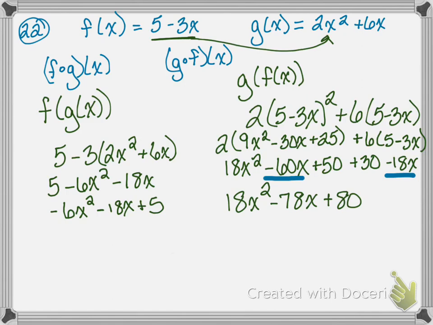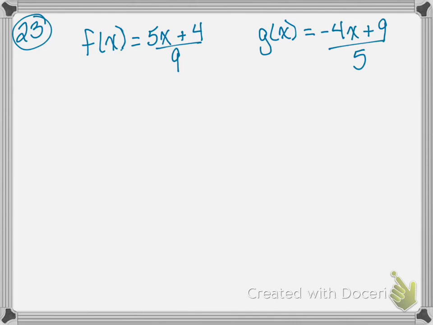Okay. Now, for number 23, we did not talk a lot about this, but what this problem is asking us is to use composition of functions to determine if these two functions are inverses of each other. And the way that we determine that is once we simplify, we can do f composed of g of x, or we can do g composed of f of x. Either one, it doesn't matter which one we do.